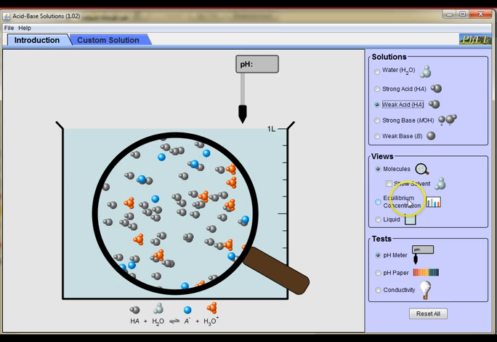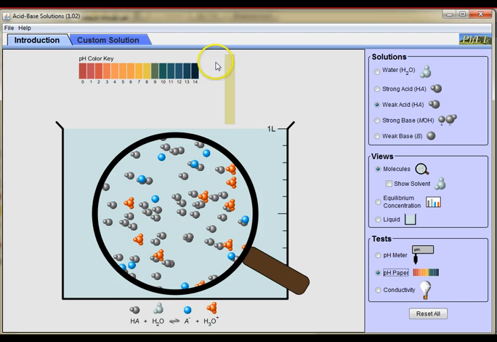So let's check the pH with the pH paper and pH meter, and you can see that the pH is 4.5. Yeah, that's a weakly acidic solution. You can also check it with pH paper, and you can see it turns slightly darker in color, and it's basically between 4 and 5. So it's about 4.5. It gives you a ballpark number of how acidic the solution is.